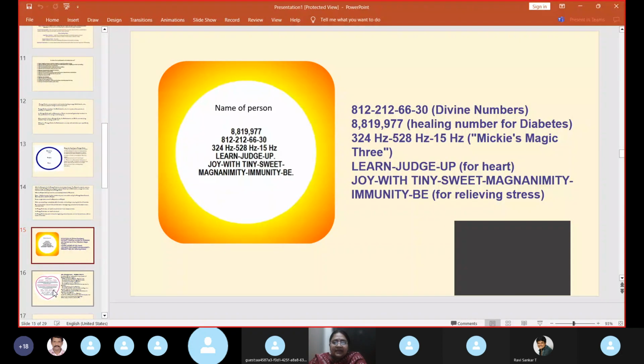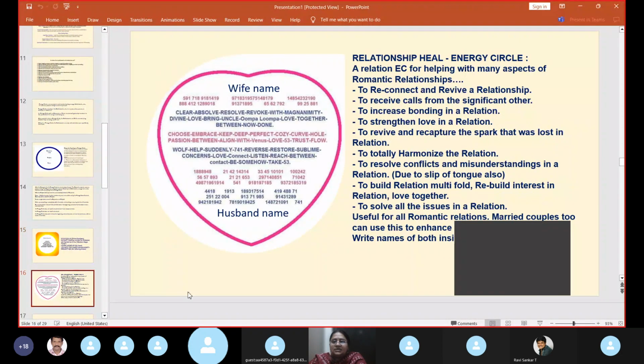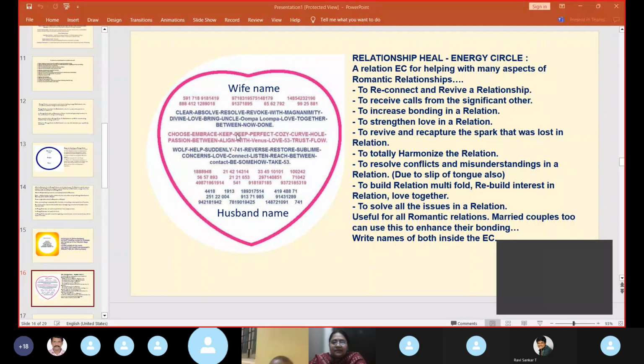Now, when I said that there has to be a focus, this is a relationship healing EC, where you can see there are a number of switch codes and switch phrases, and we have put the name of the wife on the top and the name of the husband at the bottom. Because the wife asked for relationship healing with her husband, she is the requester and the husband becomes the third party, that is the focus, right?